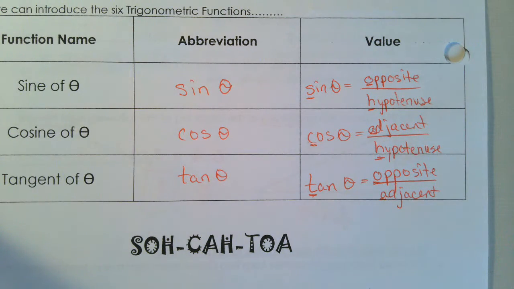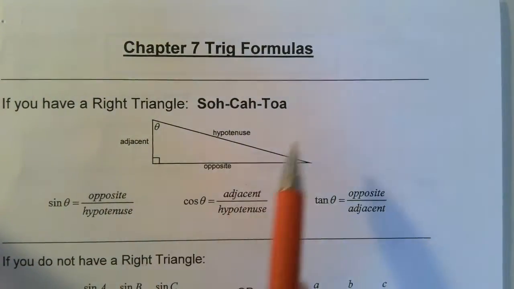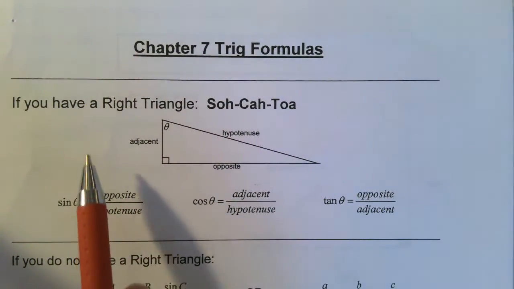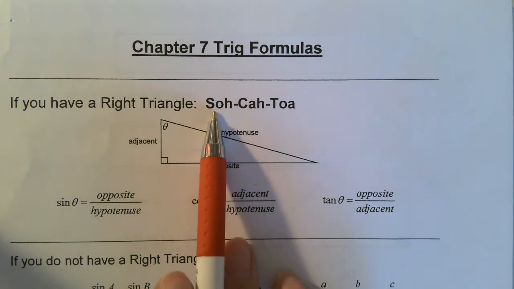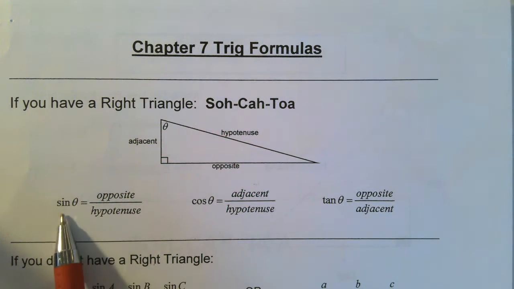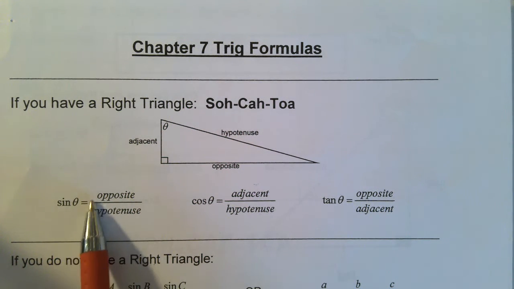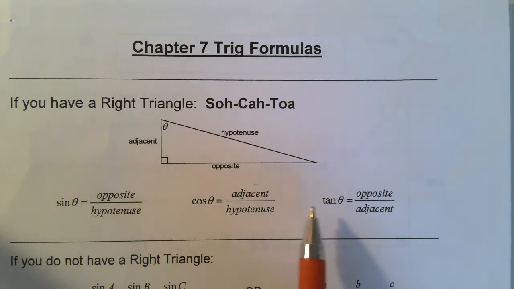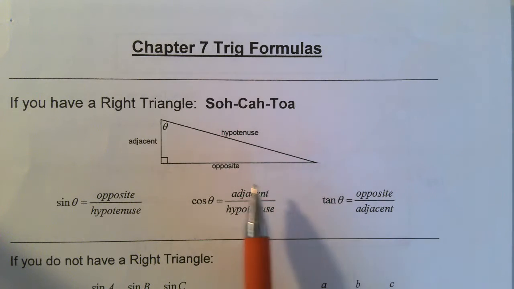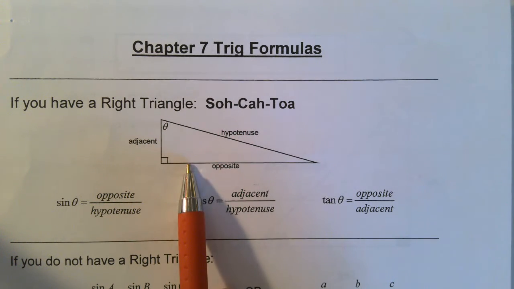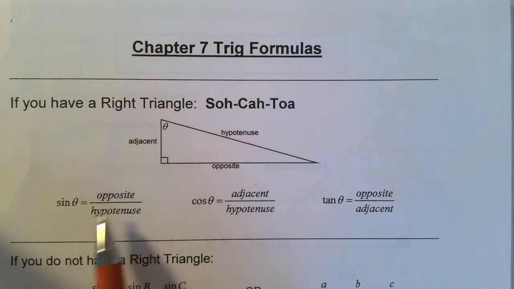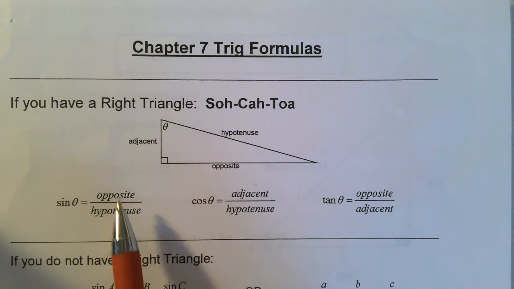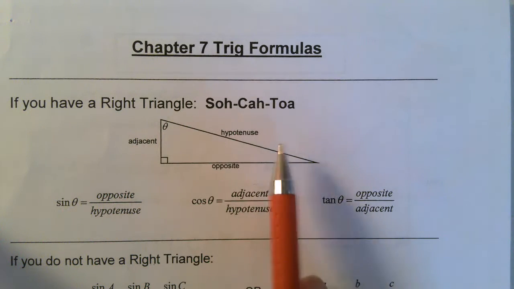Now, if you look at your sheet that I gave you, we're only focusing on this top piece today. If you have a right triangle, that's the SOH CAH TOA. See, it's the exact same thing. Sine is opposite over hypotenuse. Cosine, adjacent over hypotenuse. Tangent, opposite over adjacent. So if I'm using my right triangle trig, I either need to know two sides, and I can find an angle, or I need to know the angle and one side, and I can find the third side. So I don't have the whole triangle.